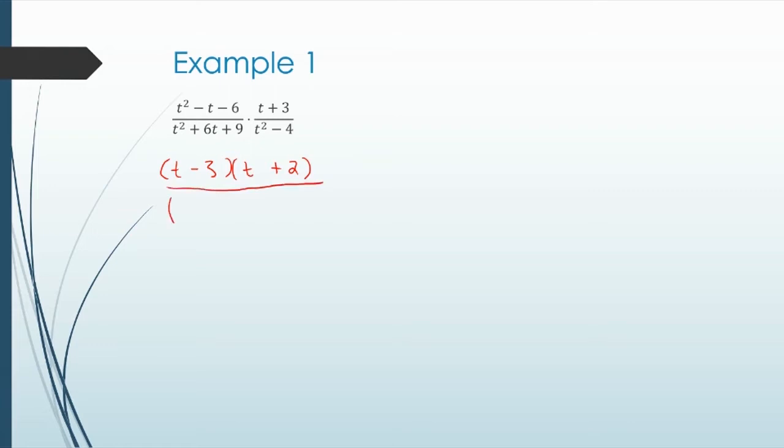In the denominator, 2 numbers that multiply to 9 and add to 6. And this is one of our special trinomials, where you get the square of a binomial, t plus 3 squared. Now I prefer to write it twice because that makes it easier when you're doing the canceling out. Second fraction, t plus 3, doesn't need to be factored, and I'm going to just put that in parentheses so that you can see that that is grouped together. And then we have t squared minus 4, so that's a difference of 2 squares, and that factors to t minus 2, t plus 2.